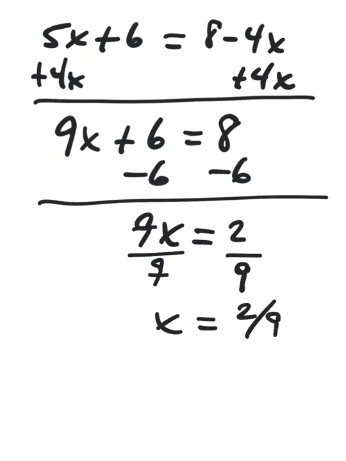If you want to check this one, replace the x's in the original problem with 2/9. Make the calculations, and each side should come out to the same number. Again, you're not required to check your answers, but sometimes it's a good idea just to do it. Let's look at an example involving decimal points.